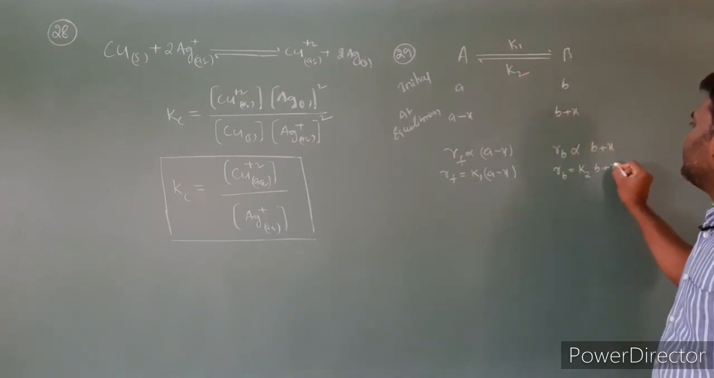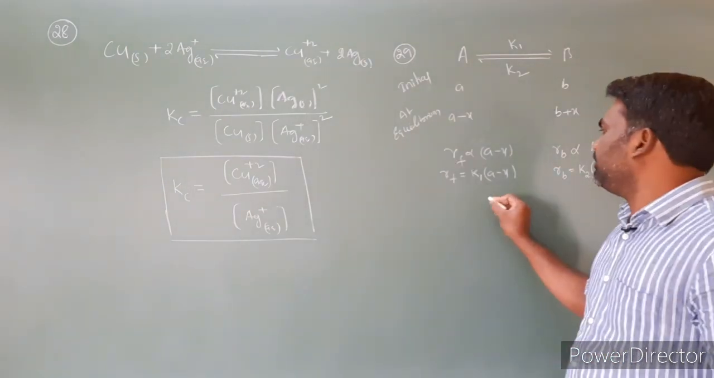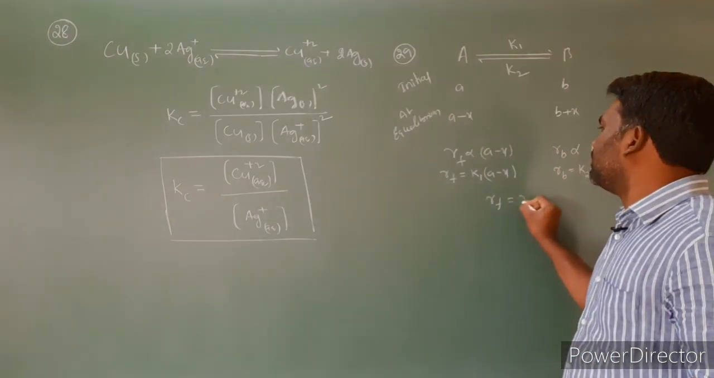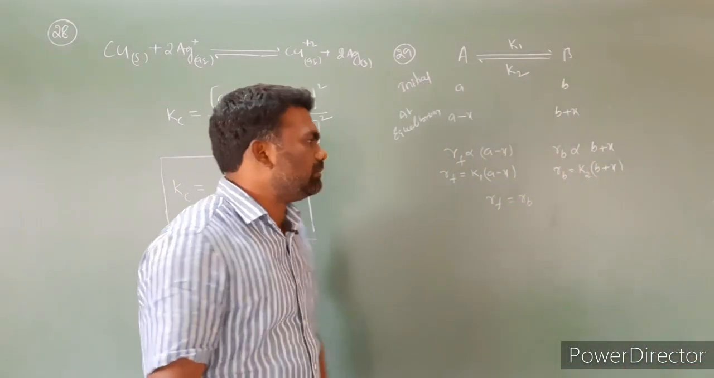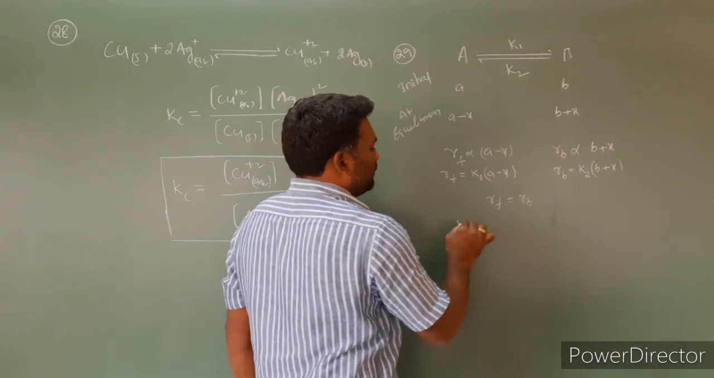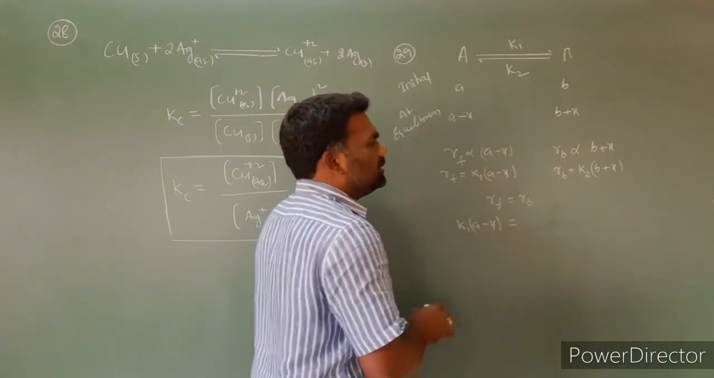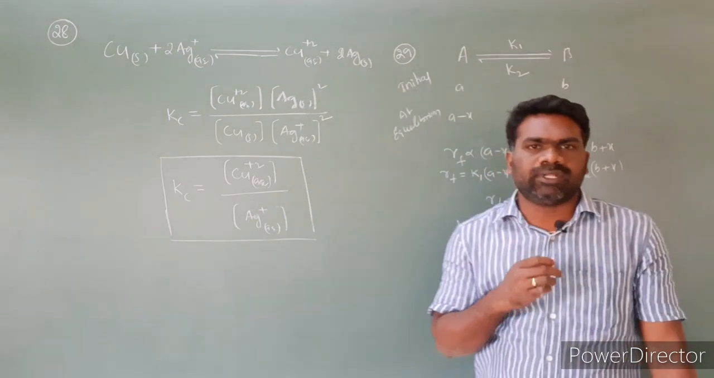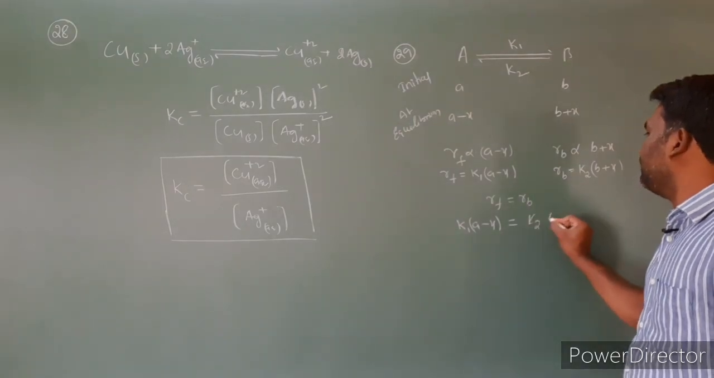K2 into b plus x. Already we know very well that at equilibrium, the rate of the forward reaction is equal to the rate of the backward reaction. Then the rate of forward reaction is equal to K1 into a minus x, that is equal to RB, which is K2 into b plus x.